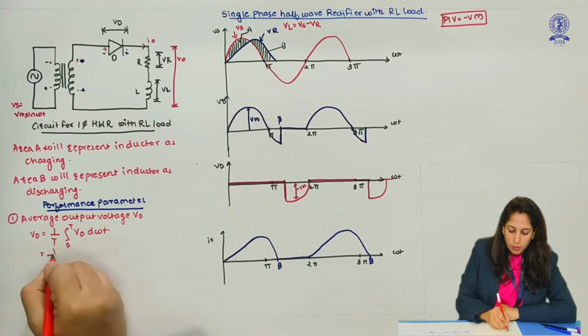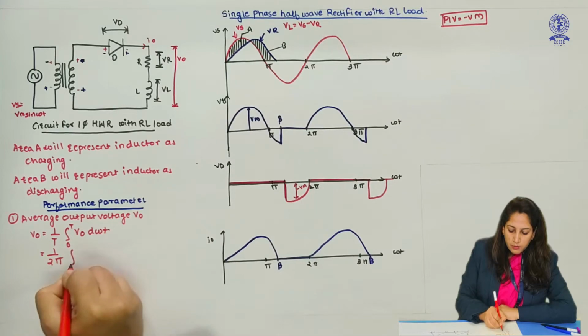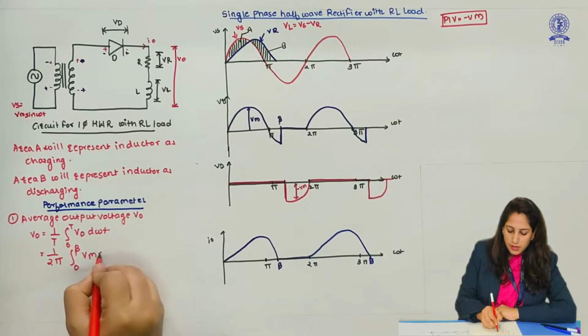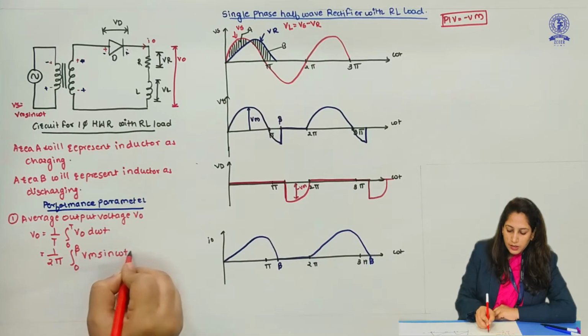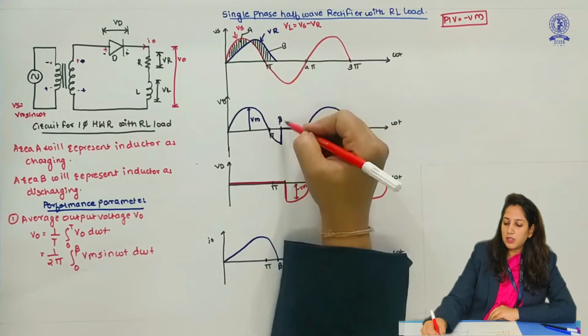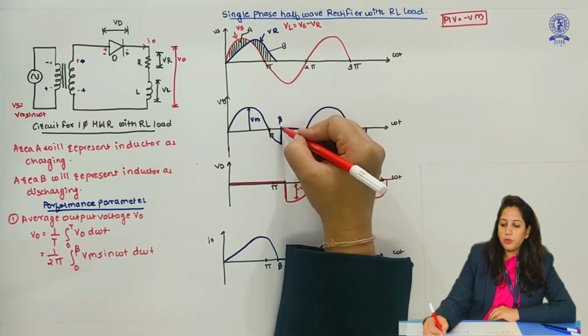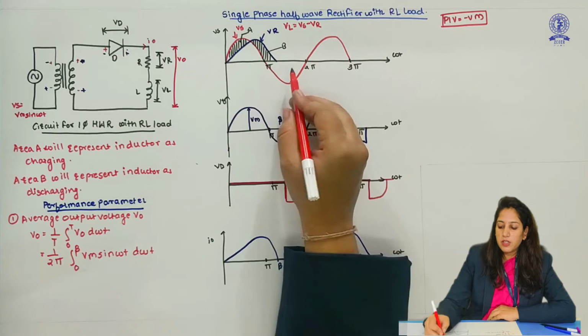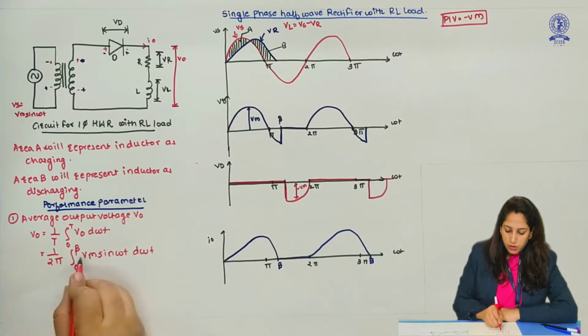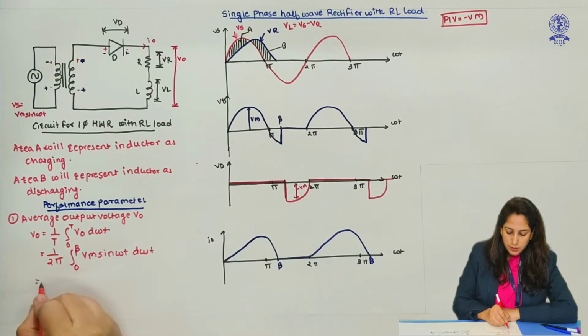So here it will be 1 upon 2 pi, integral from 0 to beta, and the input sine wave is Vm sine omega t d omega t. Don't get confused between this B and this beta. This is a B, this is beta. B means an area represented here, and beta is an angle here. So now I will simplify this.